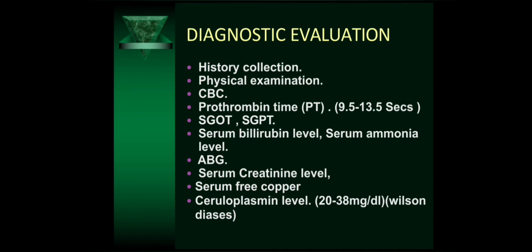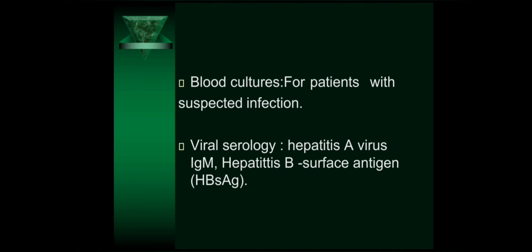Diagnostic evaluation is done mostly by rigorous history collection along with physical examination, complete blood count, prothrombin time, SGOT and SGPT levels, serum bilirubin and serum ammonia level, ABG level, arterial blood gas evaluation, serum creatinine level, serum free copper, ceruloplasmin level. Normally, ceruloplasmin is 20 to 30 mg per deciliter. If not, it will lead to Wilson's disease.